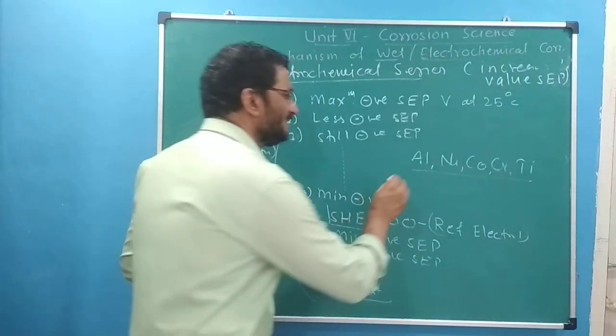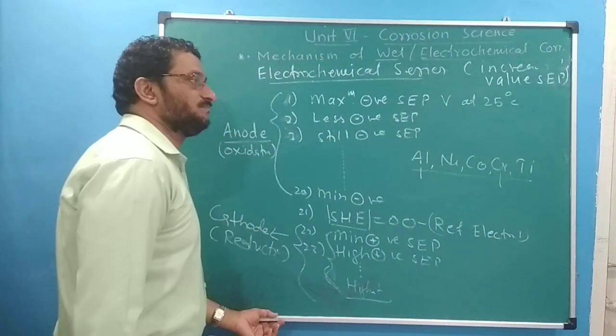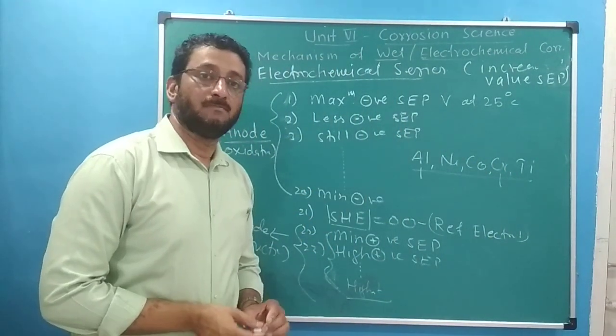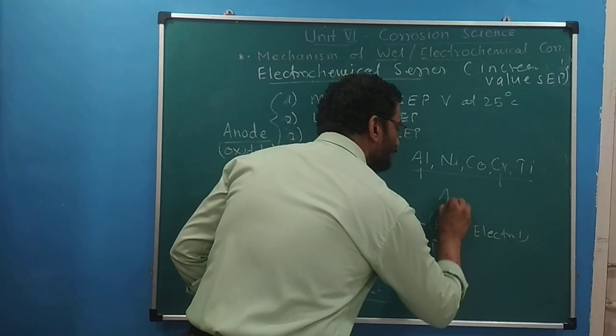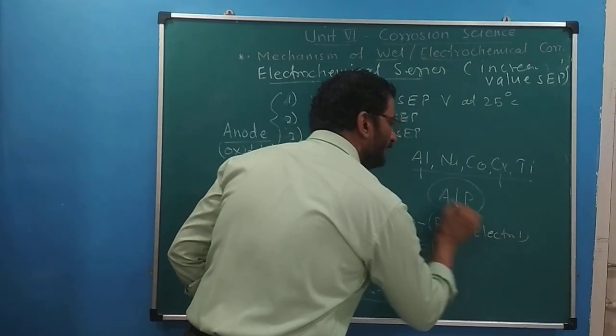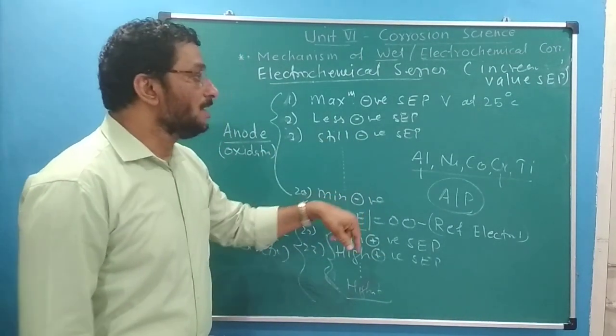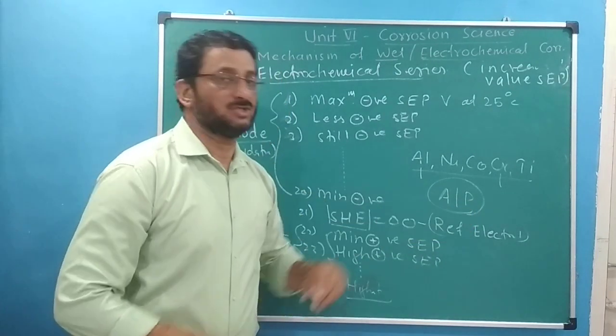I think we have not seen corrosion of aluminum particles. We have not seen corrosion of chromium metal or maybe titanium metal, because they show active passive behavior. Active passive. Means as per the series, they are active. Their value is negative. But in actual practice, they are positive.